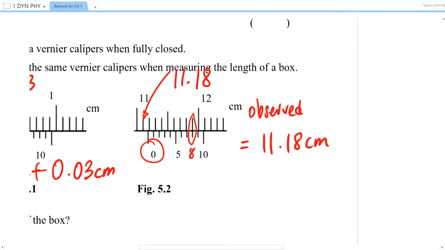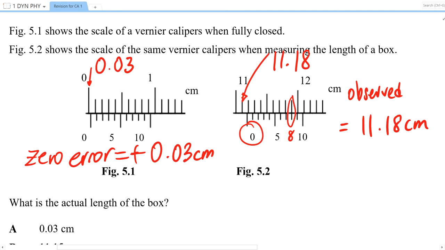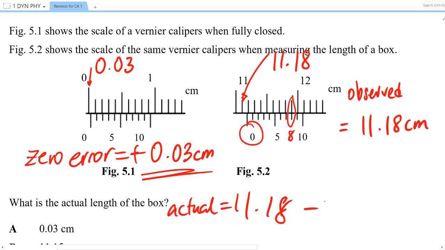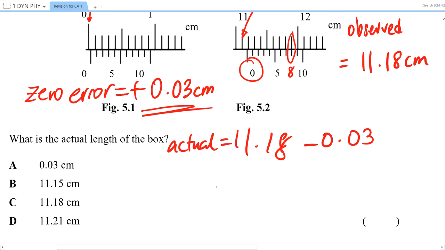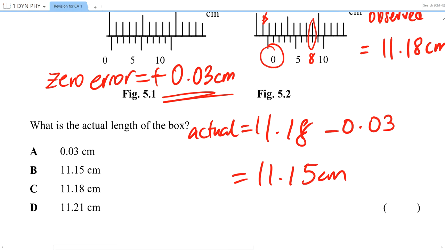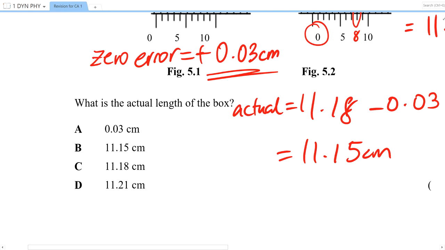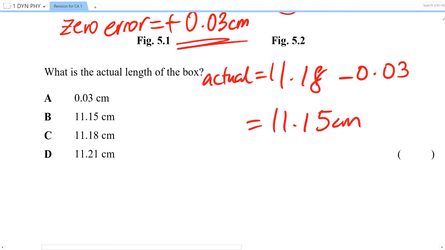Now that I have the observed and the zero error, how do I find the actual length? Minus. We always minus the error. Today we are giving you positive zero error, so it's easy. The actual equals 11.18 minus 0.03, and that gives me 11.15 cm. Answer B. Most likely, we will test this for you. I didn't see the paper, but if I'm the setter, I will set this.